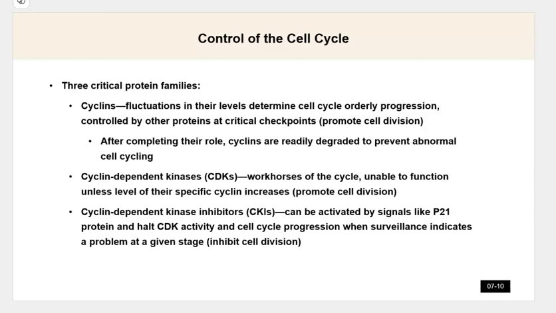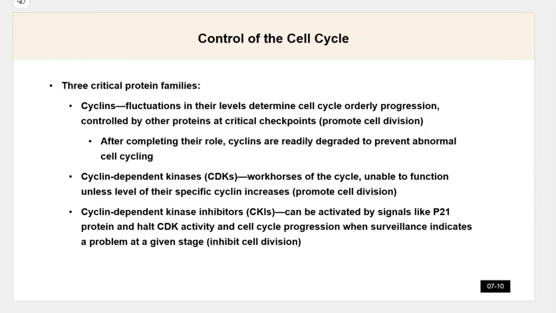Next we move on to control of the cell cycle. We have a couple of different terminologies that we have to know here. The first one is we have to understand cyclins, cyclin-dependent kinases, and cyclin-dependent kinase inhibitors. So we have CDKs and CKIs. As you can see here, the cyclins determine orderly cell cycle progression.